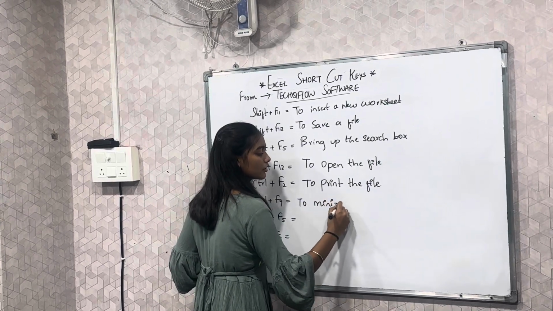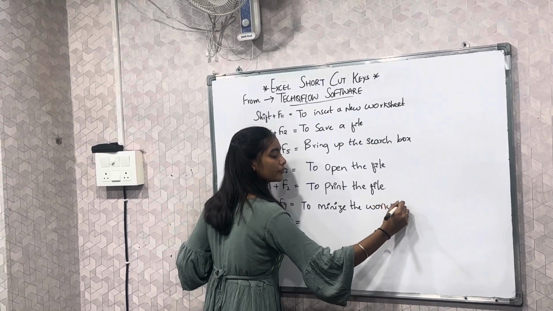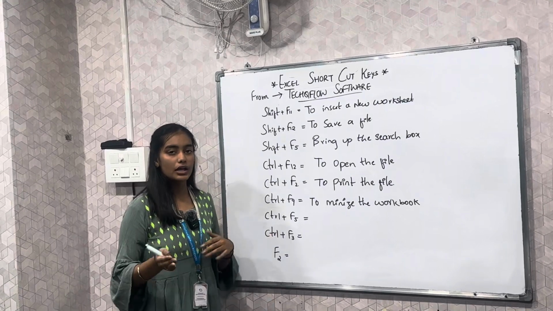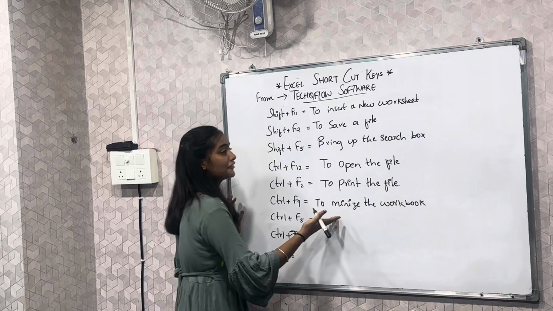Okay, so Control plus F9 to minimize the workbook. If we need to use any third party app, and we need that tab to be minimized, we need to press Control plus F9.